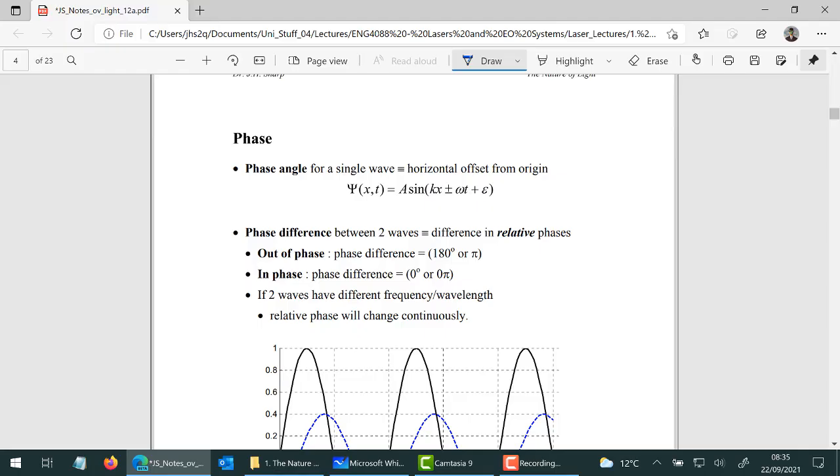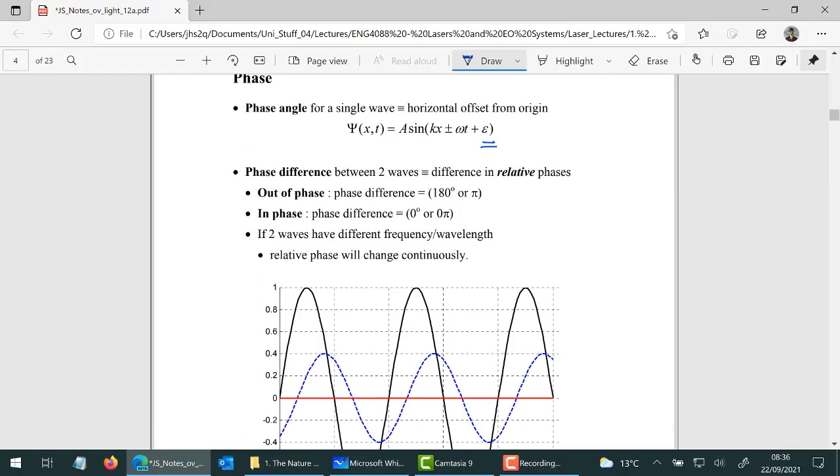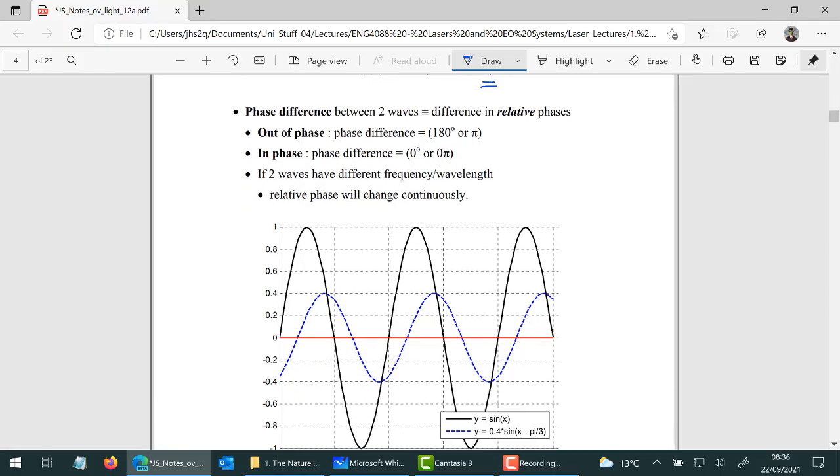The phase of the wave, as already mentioned, is the offset from zero. So instead of just being a pure sine wave, we have the sine of our x and thing involving x and t, plus some offset angle, here referred to as epsilon. The phase difference between two waves looks at the difference between their relative phases.